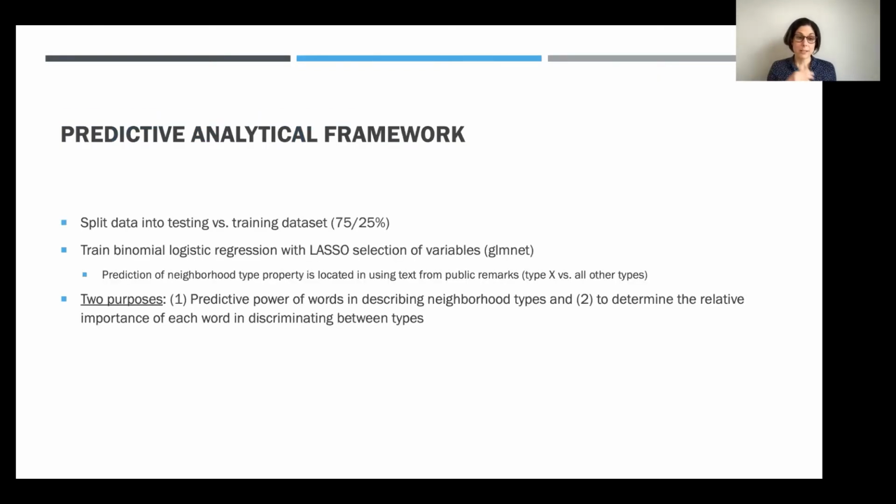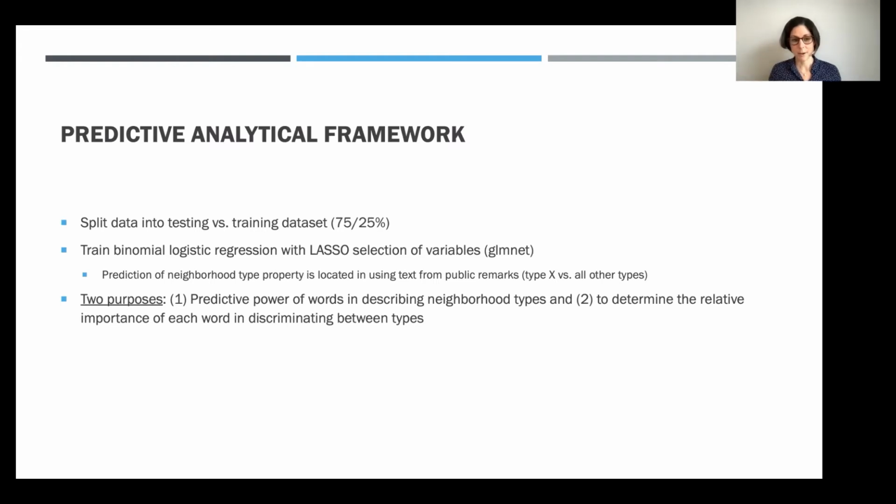Okay, so after we collected those records, the next step was to do this regression analysis, or logistic regression, where we split our data into a testing and a training data set. And then we tried to predict the property type based on the text. I'll explain that in a little bit. We did this for two reasons.